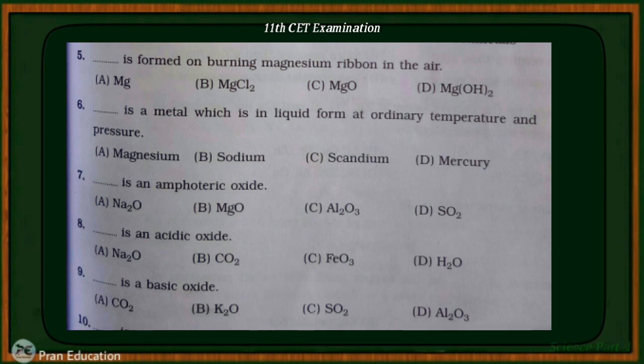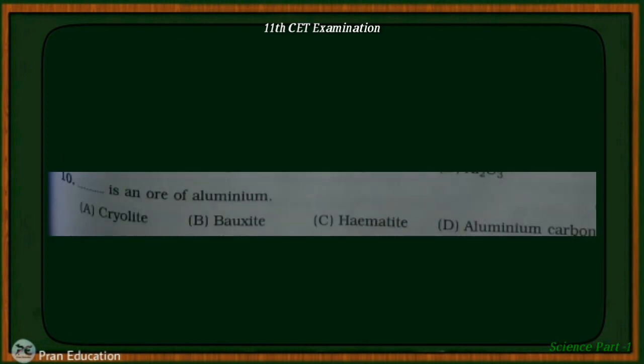8th, dash is an acidic oxide. Options: A. Na2O, B. CO2, C. Fe2O3, and D. H2O. The correct option is option B. CO2. 9th, dash is a basic oxide. The correct option is option B. K2O.